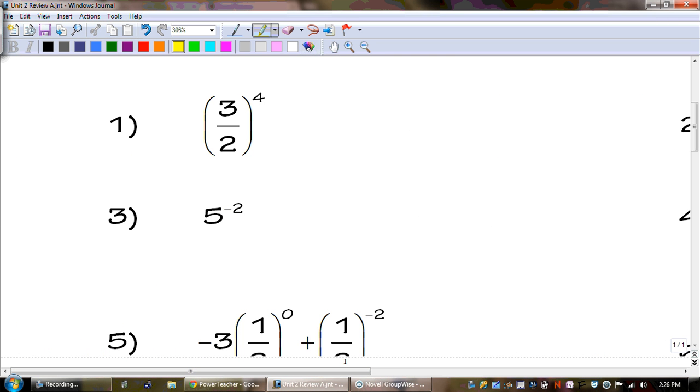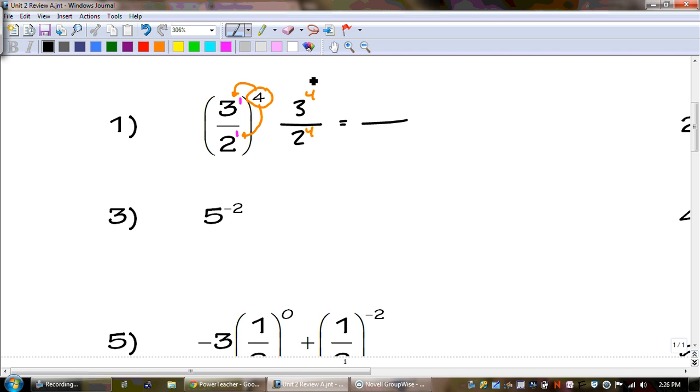Number 1. In parentheses, we have 3 over 2 to the 4th power. Now, the first thing I always want to check is, can I reduce what's inside? And I can't. So we're going to take this 4, our exponent, and distribute it to everything. As I rewrite this fraction, I'm going to rewrite it with the new exponent, because we would multiply those, and if there's no exponent there, it has a 1. So 1 times 4, in both situations, is 4.